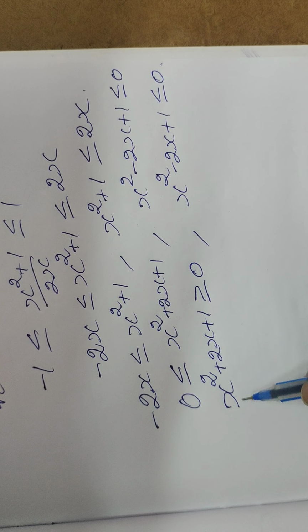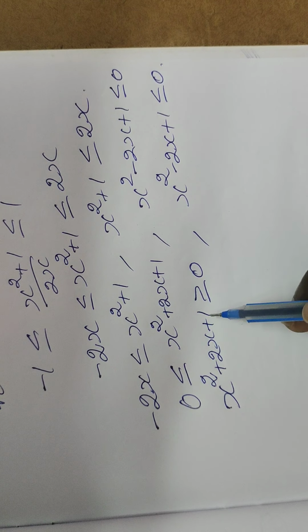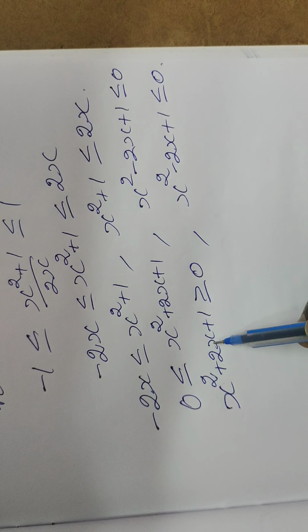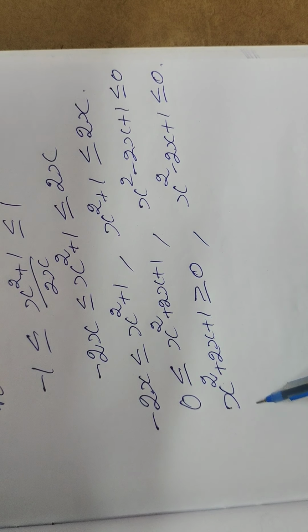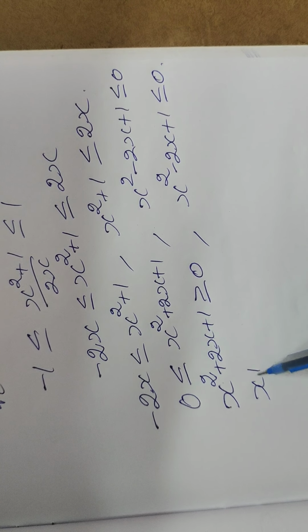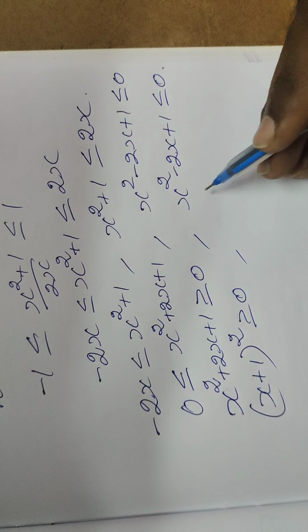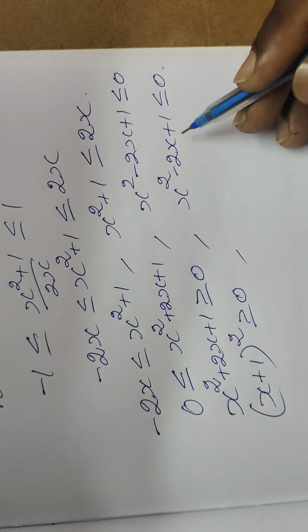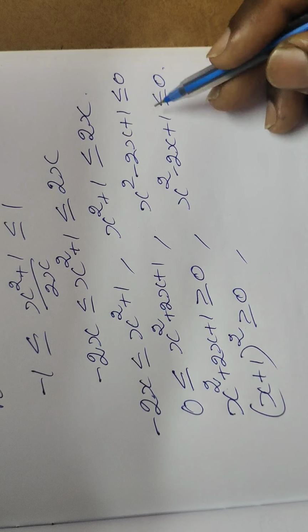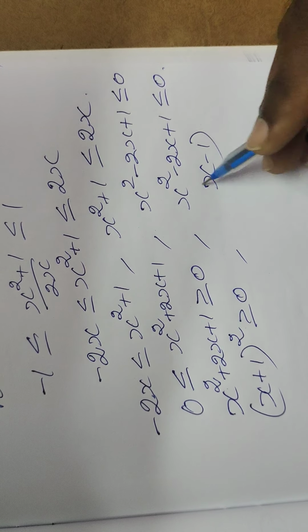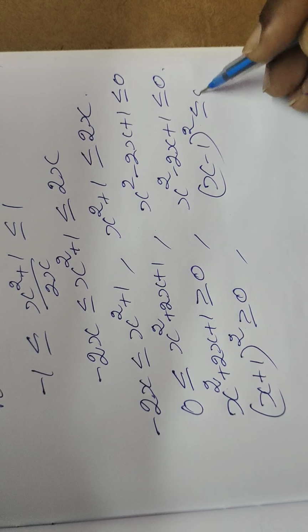These are of the form a square plus 2ab plus b square. 1 can be written as 1 square. So what is the formula? A square plus 2ab plus b square is a plus b the whole square, so x plus 1 the whole square greater than or equal to 0. And a square minus 2ab plus b square is a minus b the whole square, so x minus 1 the whole square less than or equal to 0.